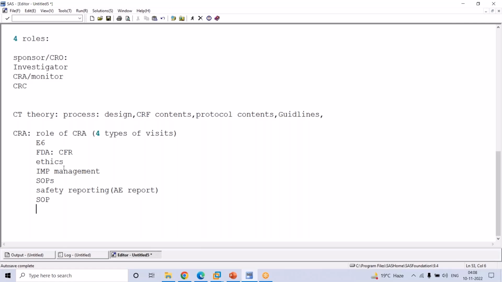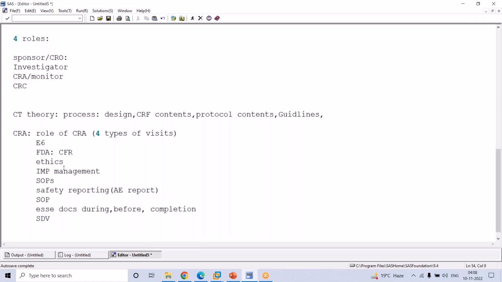And they also should know the essential documents. So what are all the documents required during the study, before we start the study, during the study, and completion of the study. After completion of the study, what are all the essential documents required? So that will also be covered.